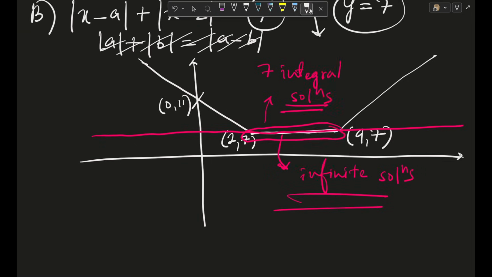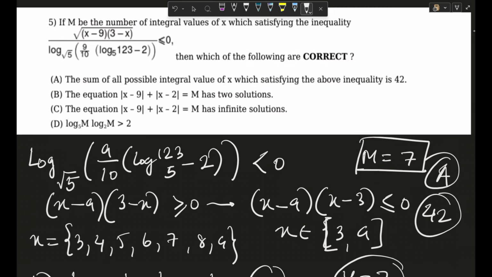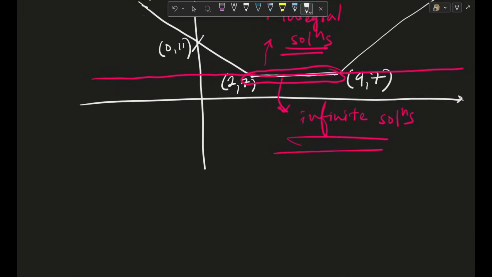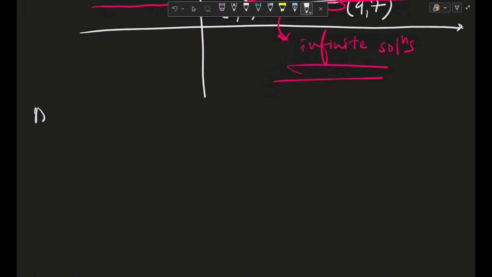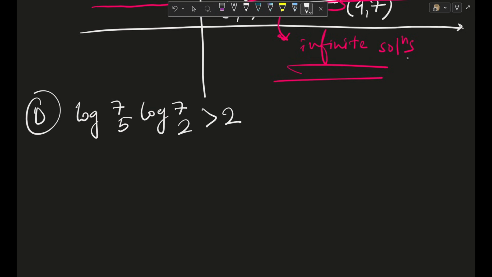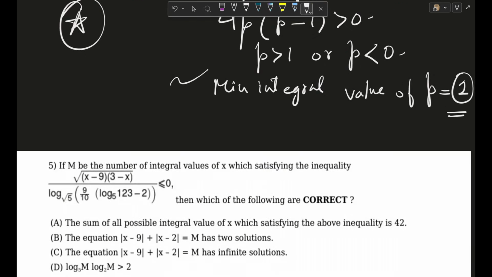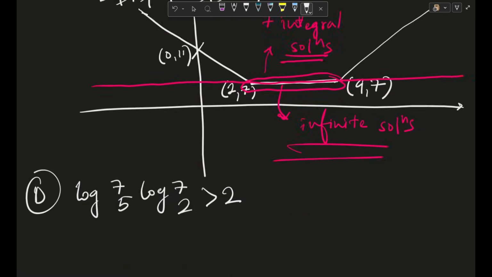So guys, moving on, I guess options B and C were correct for this question, and obviously after option A, option C will be correct. Okay, now moving on to option D. So what does option D say? Option D says log 7 base 5 times log 7 base 2 is greater than 2. This is what option D is telling.